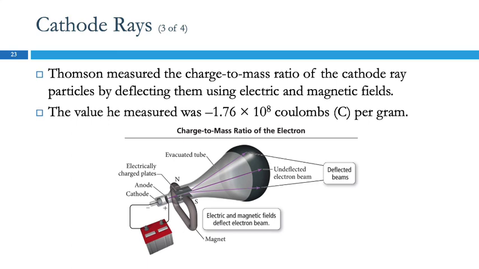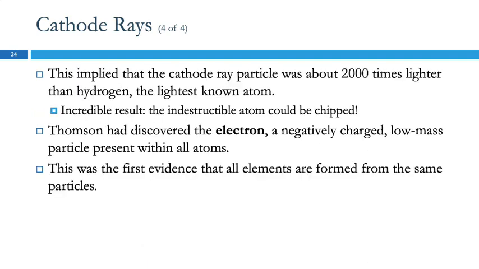So he looked at the charge to mass ratio of the cathode ray, and he did this by applying two different fields, an electric field and a magnetic field. One of those is going to bend the beam based on the charge of the particles, and one's going to bend the beam based on the mass of the particles. This allowed him to get a ratio of negative 1.6 times 10 to the 8th coulombs per gram. Coulomb is a unit of electrical charge. That result implied that cathode ray particles were 2,000 times lighter than hydrogen, the lightest known atom.